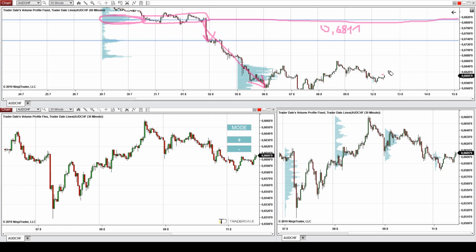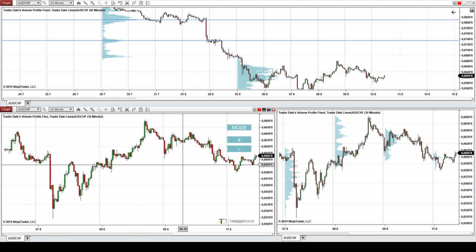What you do, you just wait for a pullback to this level where the volumes were the heaviest, and you expect that the sellers will be defending their selling positions, and when the price hits this level, the sellers will start pushing the price downwards again. The last intraday trading idea will be on the euro pound.